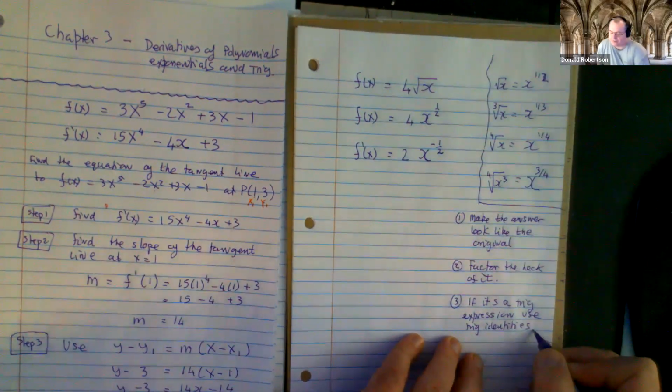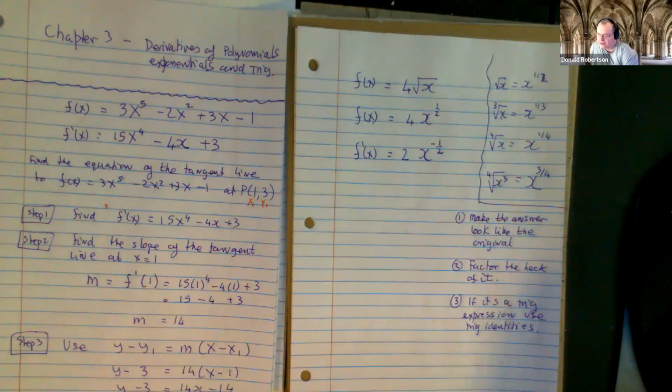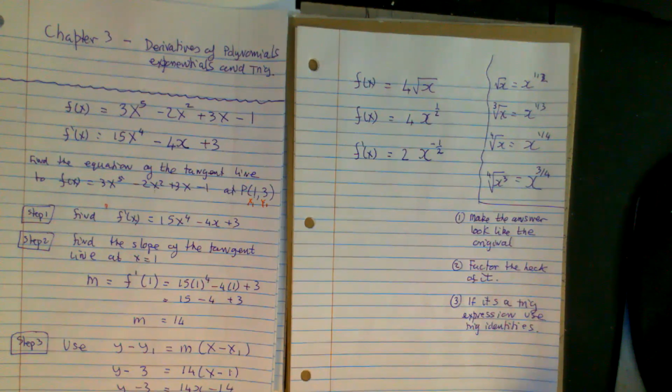So if I did a function and there were sines and cosines in it, there are some trig identities that we expect you to know. Suppose I ended up with sine squared x plus cos squared x. What would that turn into? Isn't it 1? It'd be 1.